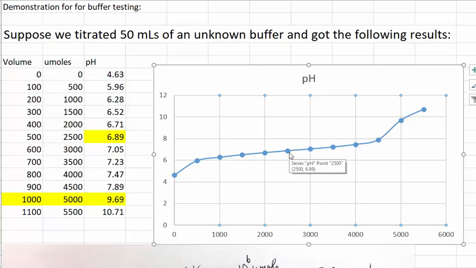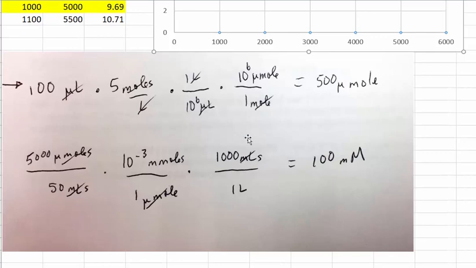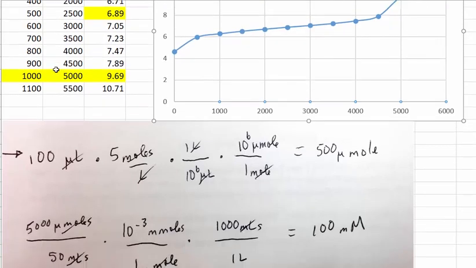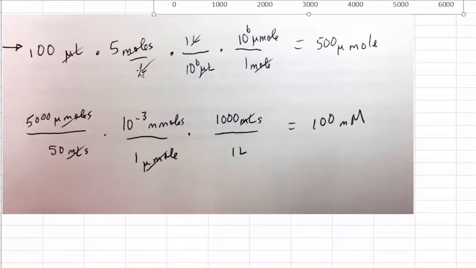Now, how do I determine the concentration? Let me come down and show you the calculation. This first calculation is how I calculated the number of micromoles in 100 microliters, because that's the increment that I added. If you look at my data, I add 100, 200, 300. You might add 25, 50, and so forth, so you'd have to do it with the appropriate volume. The concentration of sodium hydroxide is 5 moles per liter, so it's 100 microliters at 5 moles per liter.